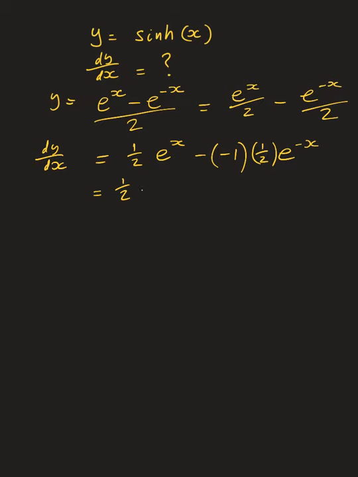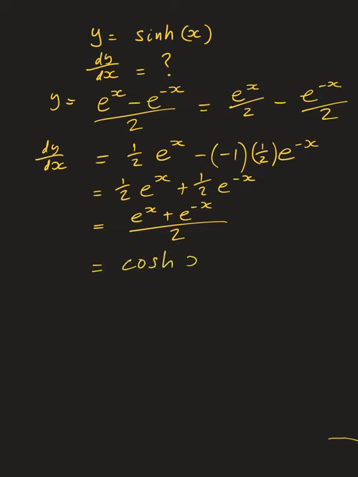Now we just tidy all that up, and we get a half e to the power of x plus a half e to the power of minus x. So we can take out that half again and say that that's e to the power of x plus e to the power of minus x all over 2, which is exactly the definition of the hyperbolic cosine function of x. So we have that the derivative of the hyperbolic sine function, sinh of x, is equal to the hyperbolic cosine function of x, cosh x.